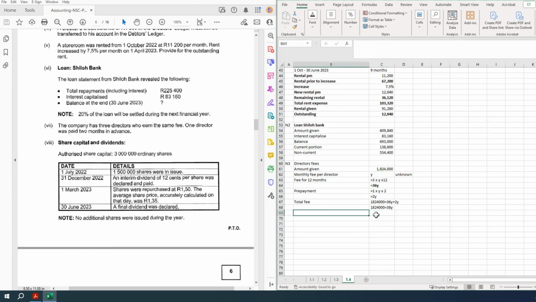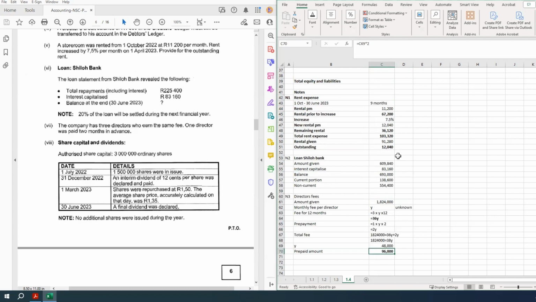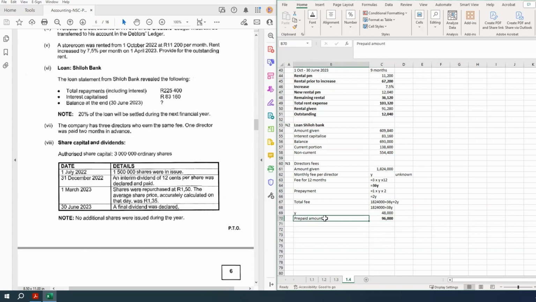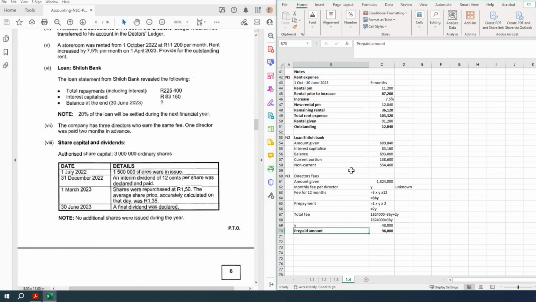Okay, let me do it like this here. So y is essentially the total fee divided by 38. Okay, so then I'll solve for y, which is the monthly fee that each director gets, which means I can then work out the prepaid. So he was prepaid for 2 months. Prepaid amount would then be 48 times 2. Right, so 96 is what he was prepaid for. And this is an asset that we have because we have paid him for 2 months that he hasn't yet worked as at year end.